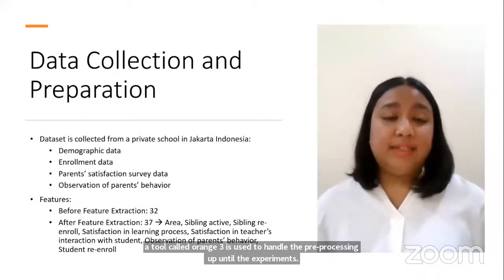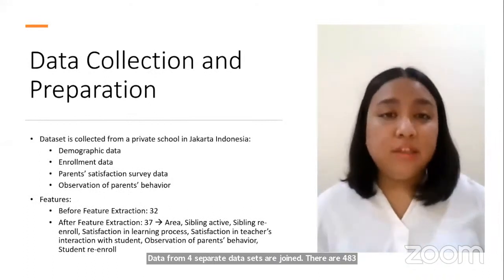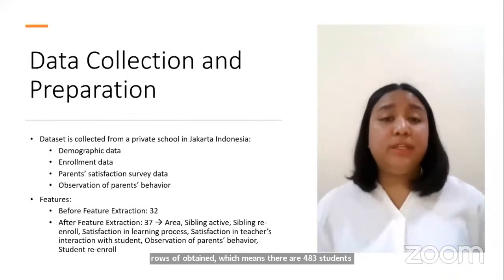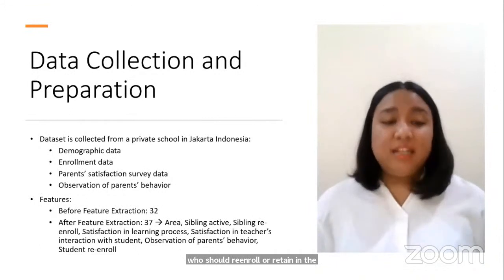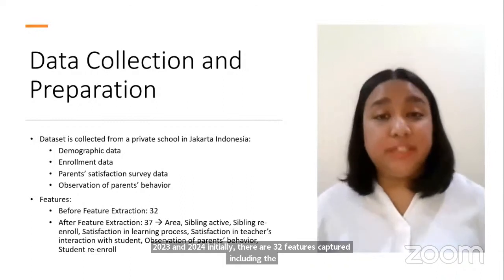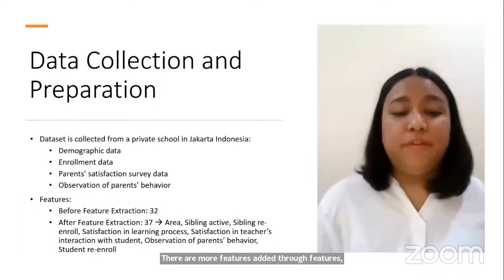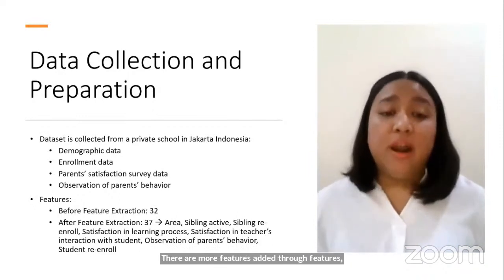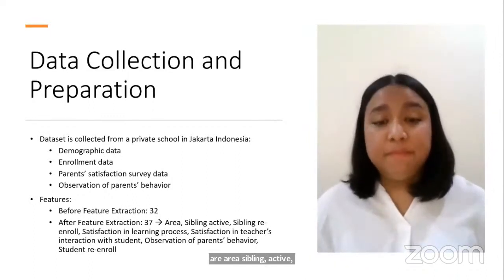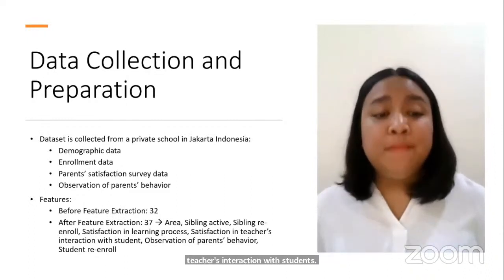A tool called Orange 3 is used to handle the preprocessing up until the experiment. All data from 4 separate datasets are joined. There are 483 rows obtained, which means there are 483 students who should re-enroll or be retained in the academic year of 2023 and 2024. Initially, there are 32 features captured, including the output variable, which is whether the student is retained or not. More features are added through feature extraction, so the total number of features is 37, and those are area, sibling active, sibling re-enroll, satisfaction in learning process, satisfaction in teacher's interaction with student, observation of parents' behavior, and the output target, student re-enroll.